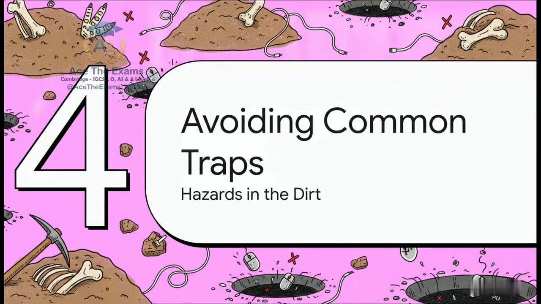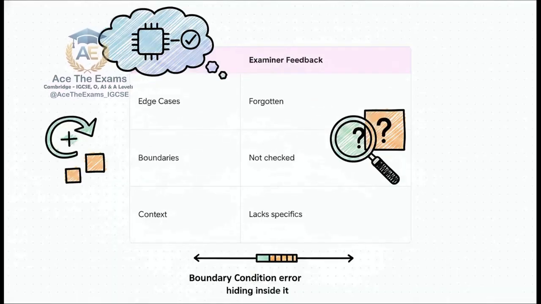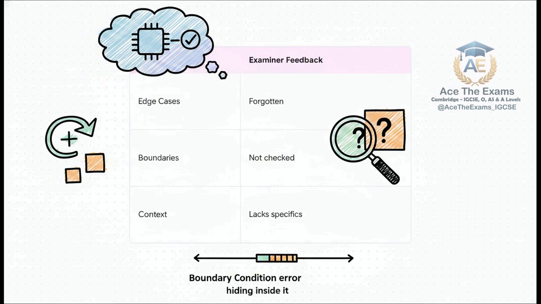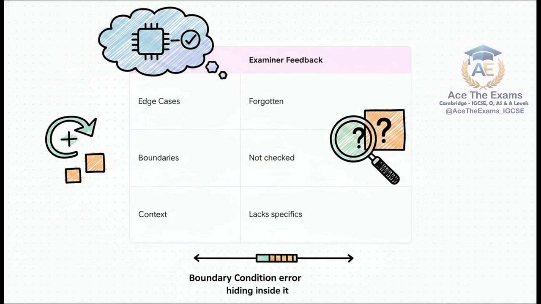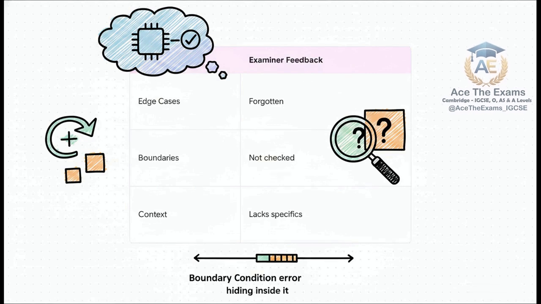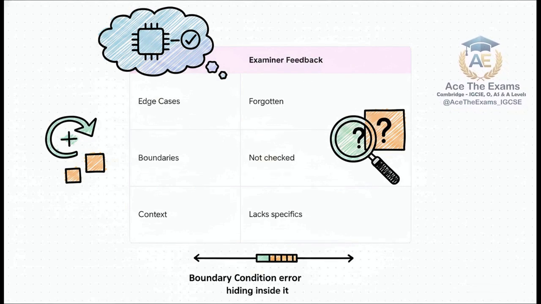Part 4. Avoiding common traps, hazards in the dirt. We went straight to the principal examiner reports to find the top 3 mistakes students make across these syllabuses, and here they are in our interactive workshop. I want you to imagine scanning a complex data table of student errors right now. You've got 60 seconds to find the trend.